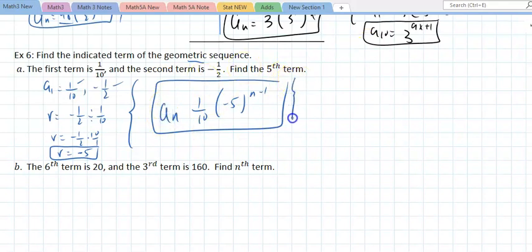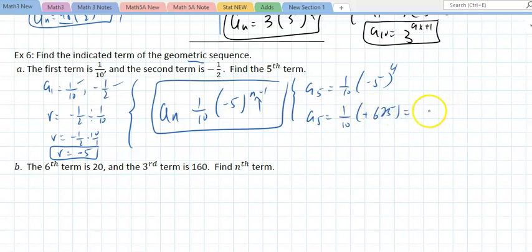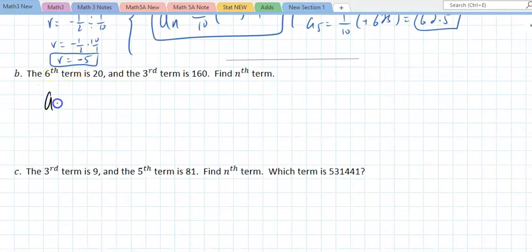And if I want the fifth term, a sub 5 is going to be 1 over 10 times negative 5. If you put a 5 right there, that will be 5 minus 1, which is 4. This is 1 over 10 times positive 625. And that simplifies into 62.5. You could leave it as a fraction. You could write it as a decimal. It really doesn't matter.